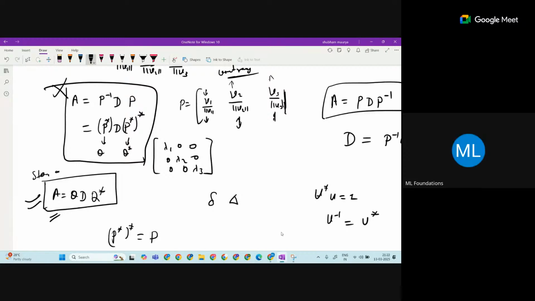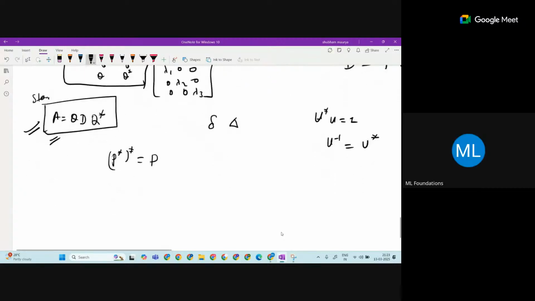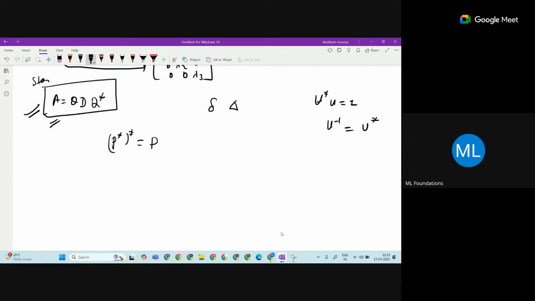If this is added from my side, I can convince you both are correct, but if you want to stick with this one, that's totally fine. Let's be on this. Okay, fine. Q D Q star. That is okay, fine. We are habituated with that one.